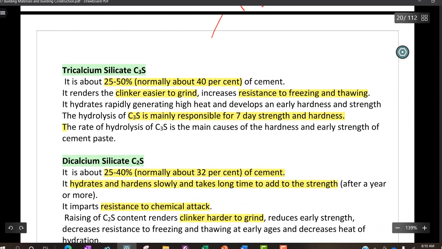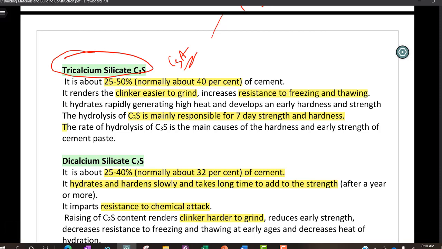Now coming to the first compound, which is C3S, tricalcium silicate. So composition कितना रहेगा? It will be around 40%. याद रख लो, it is about 40%. हाईएस्ट कॉम्पोजिशन इसी का रहता है, 25 to 50% तक रहता है.